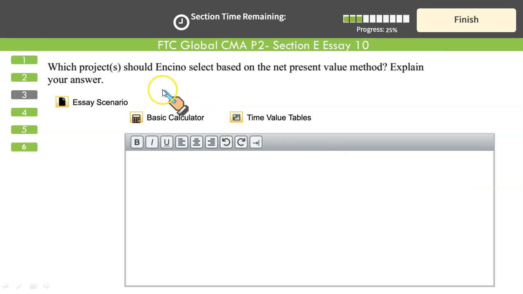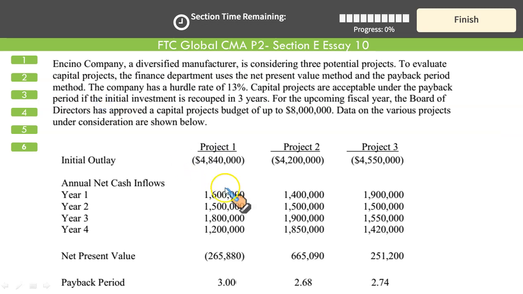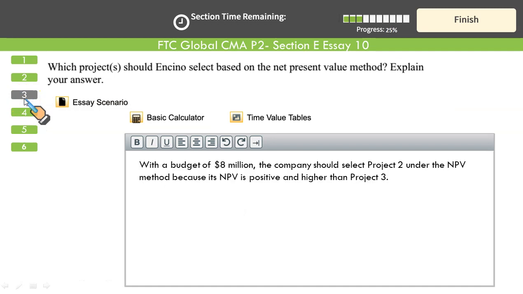Next, which project should Encino select based upon the net present value calculations? You can see right here, project 2 is giving you the highest NPV amongst all, so we will go for project 2. Within this budget, we can take on project 2, and that would be your answer. Within a budget of 8 million, the company should select project 2 under the NPV method because NPV is positive and it is the highest amongst all.